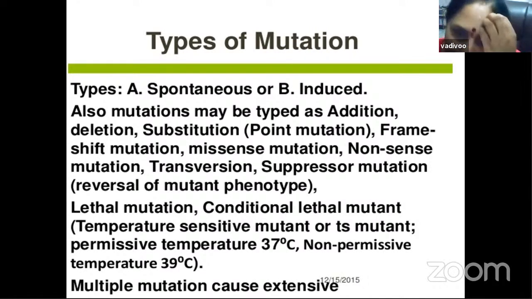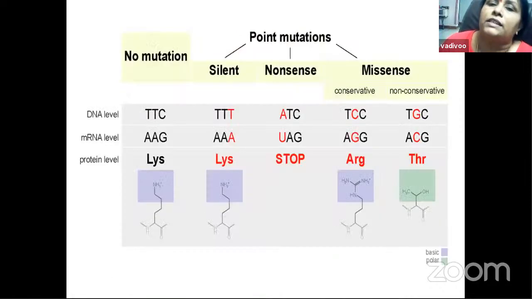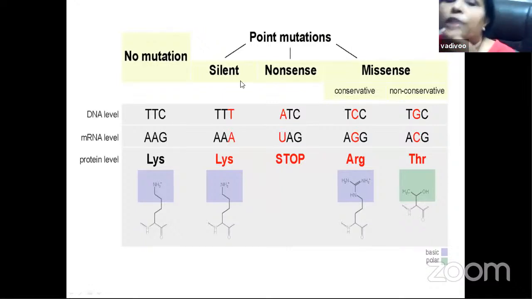Then what is a conditional lethal mutant? It is a temperature sensitive mutant, which is permissive at a temperature of 37 degrees C and non-permissive at a higher temperature of 39 degrees C. But multiple mutations can cause extensive damage. So this is an example of point mutation.